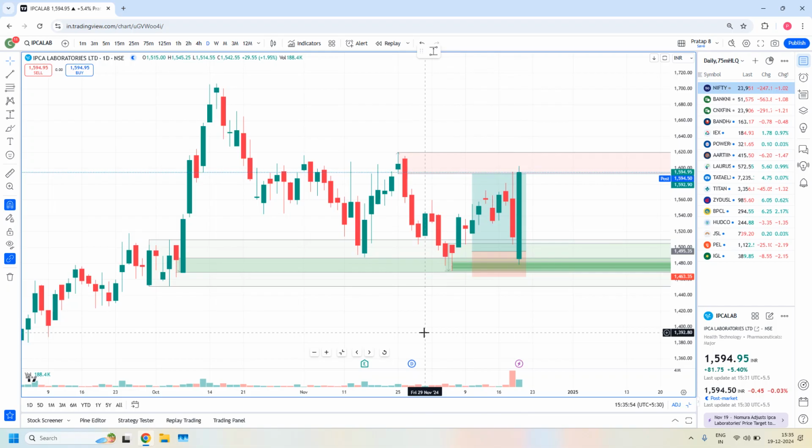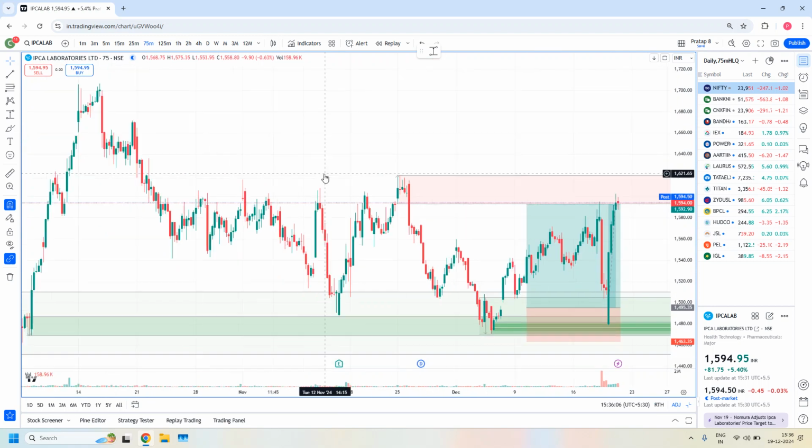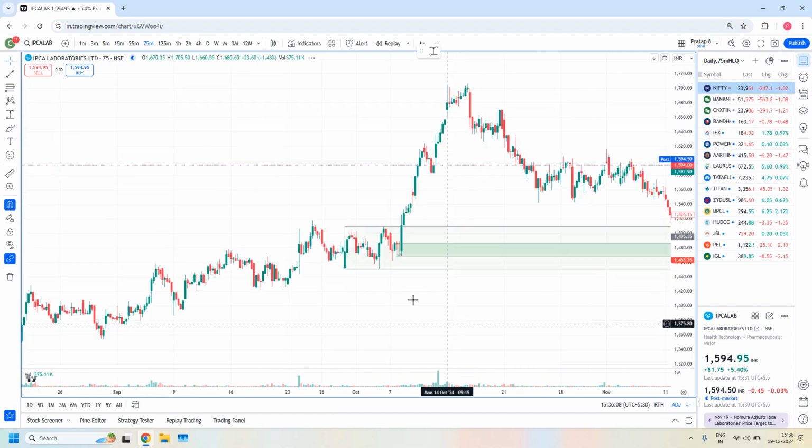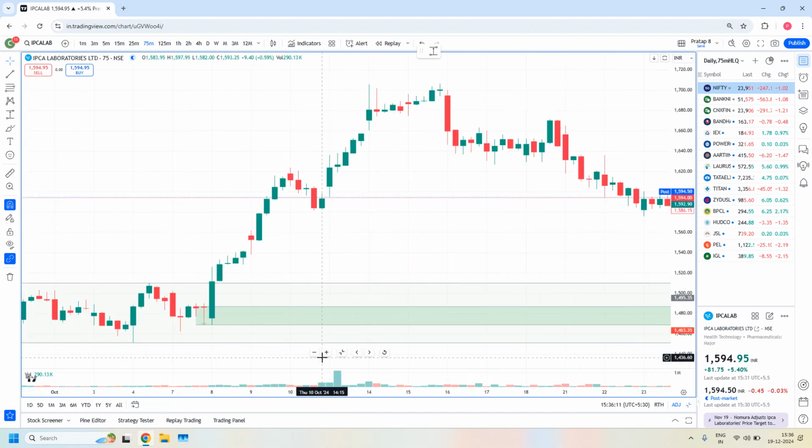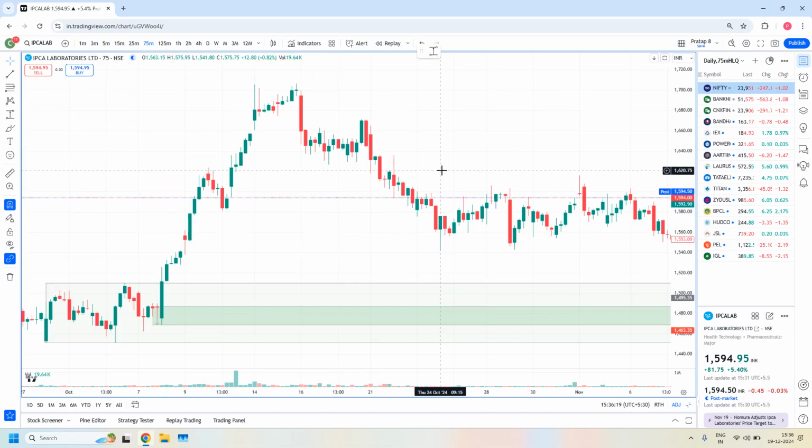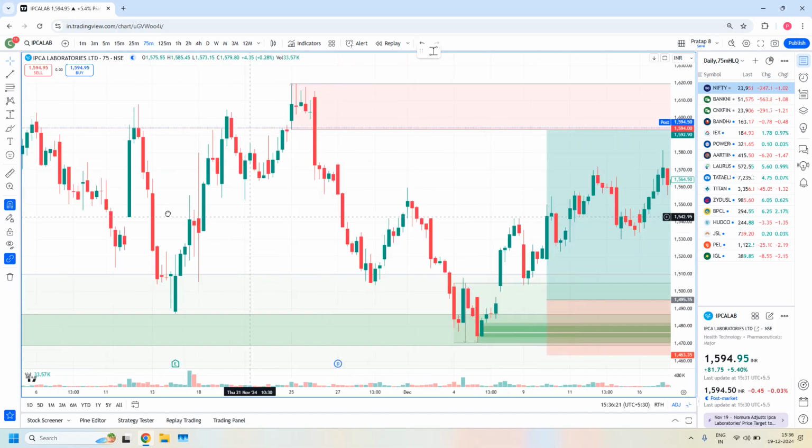What I did, I even looked for an LTF zone as a horizon to the higher time frame zone in this area. Now what I did, I went to the 75 minutes time frame. In the 75 minutes time frame, I identified a 75 minute zone, rally, base, rally. This 75 minute zone is the horizon for the daily zone.